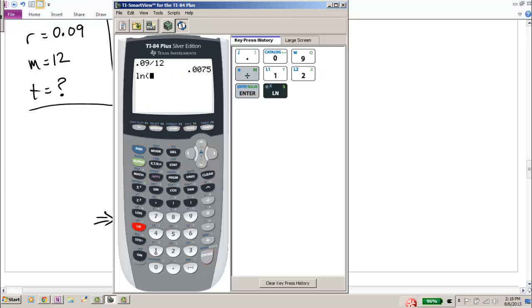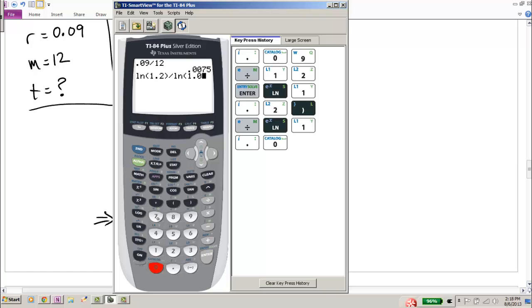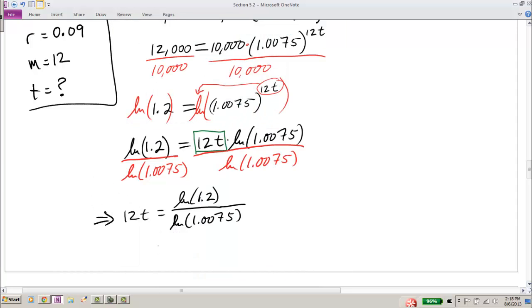So natural log 1.2, close your parentheses, divide, natural log 1.0075. We get 24.401. It doesn't really matter because all we know is it's 24 and change.